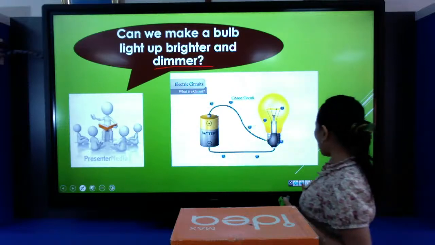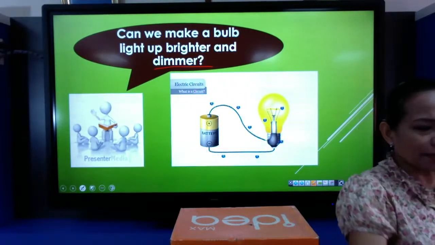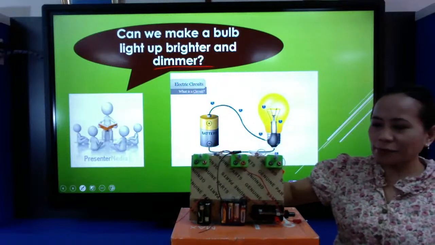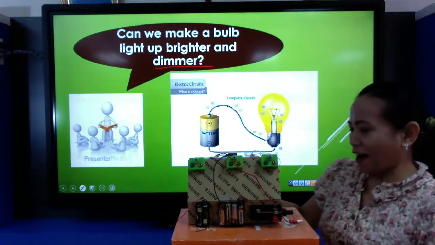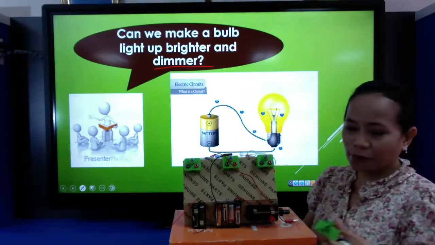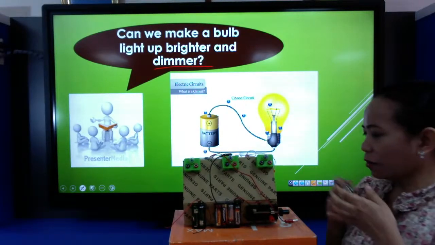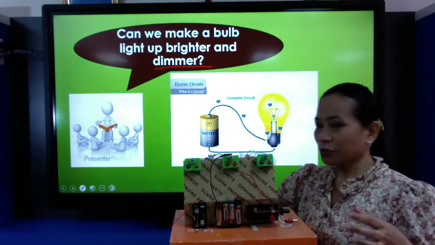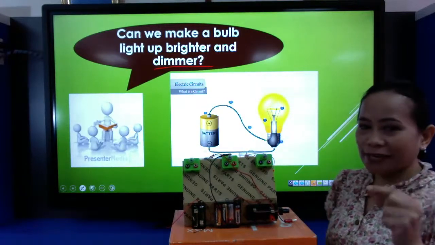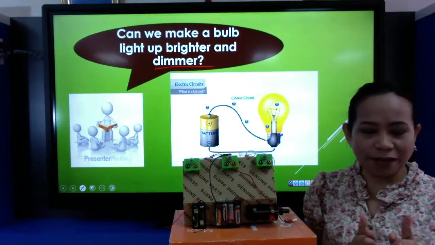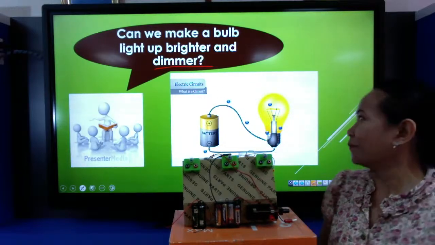Okay, so of course, we are going to use this. I have here a simple demonstration. Hope you can see. Can you see it? Okay, it's very simple. I made it yesterday. So I hope it works so that you will see the difference between the dimmer and brighter light, the effects of these amounts of load or the amounts of battery.